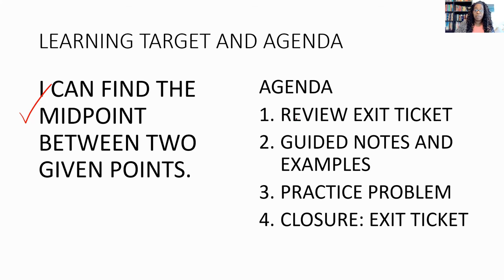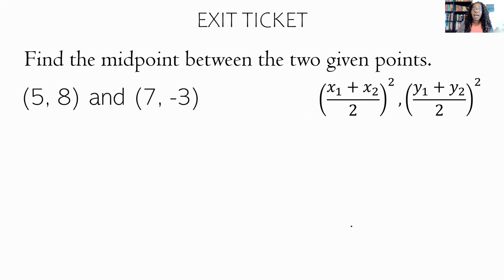So as we already did the review of the exit ticket for the distance formula, we definitely did some guided notes and some examples, and we did a practice problem. So now let's get with the exit. So what I would like for you to do is find the midpoint of the points 5, 8, and 7 and -3.